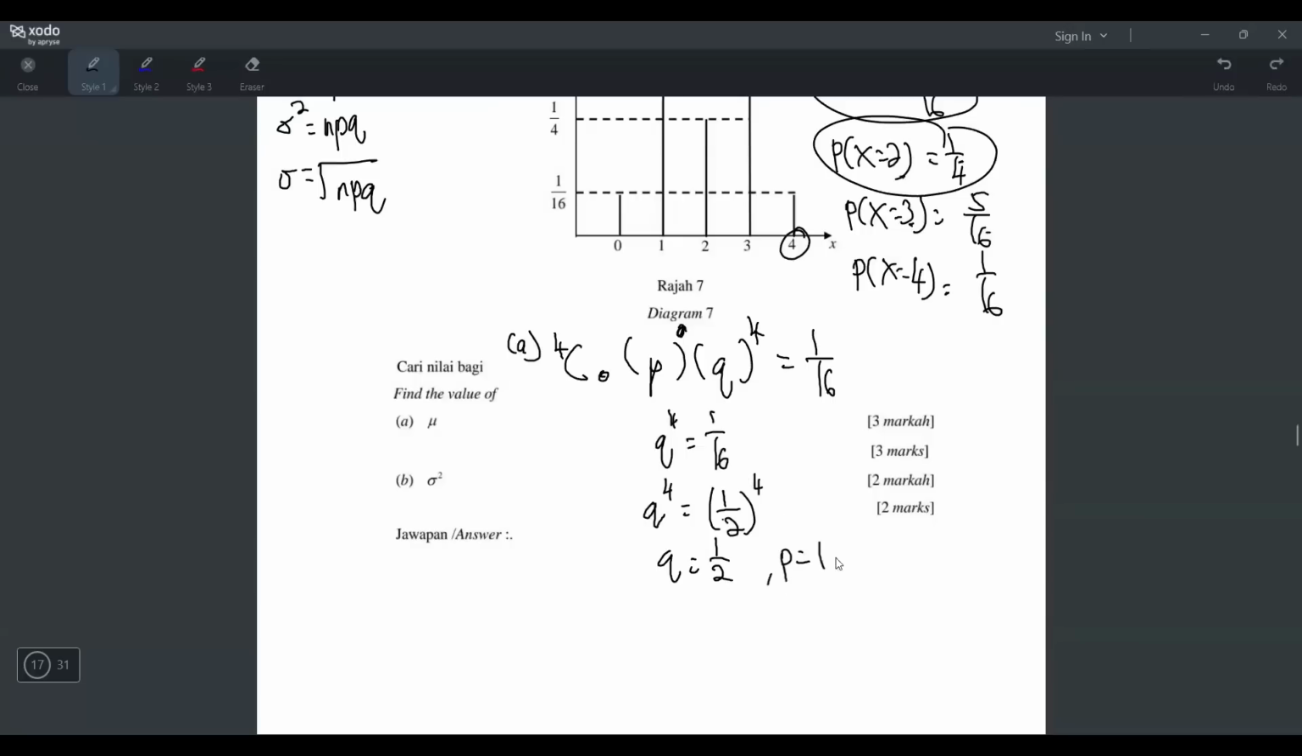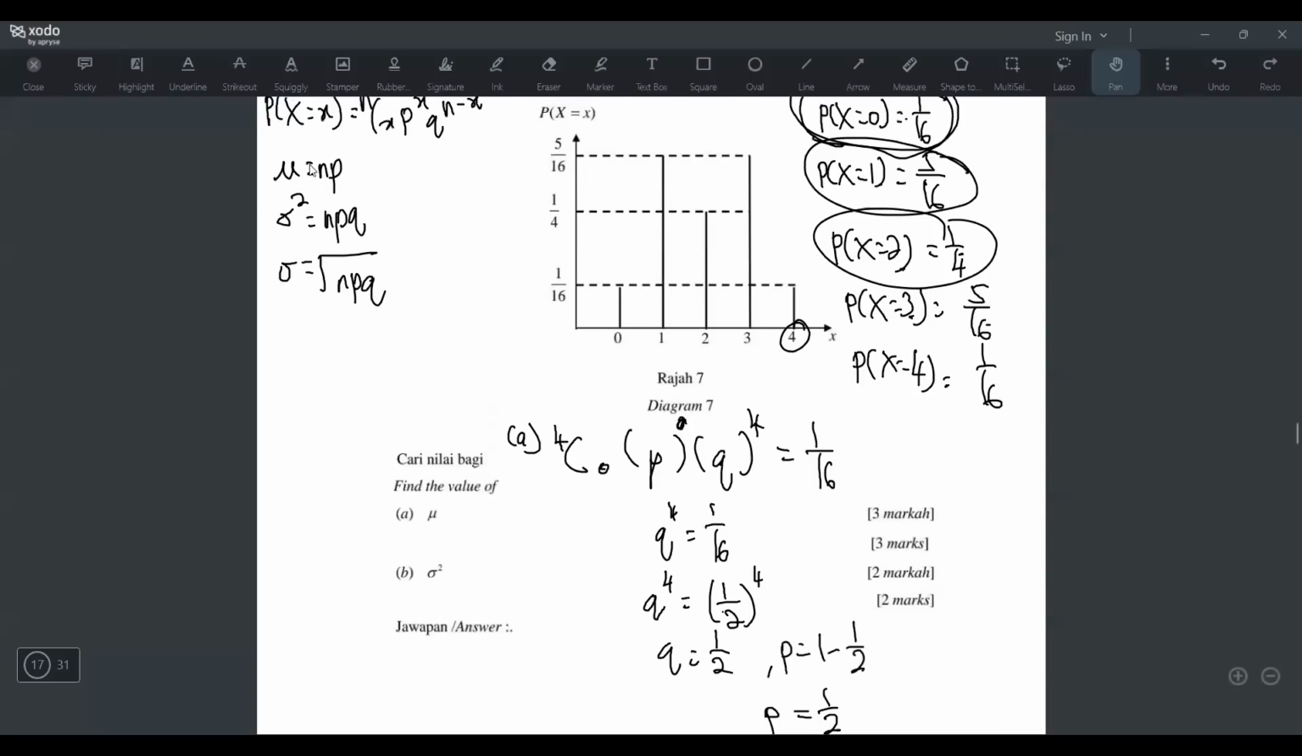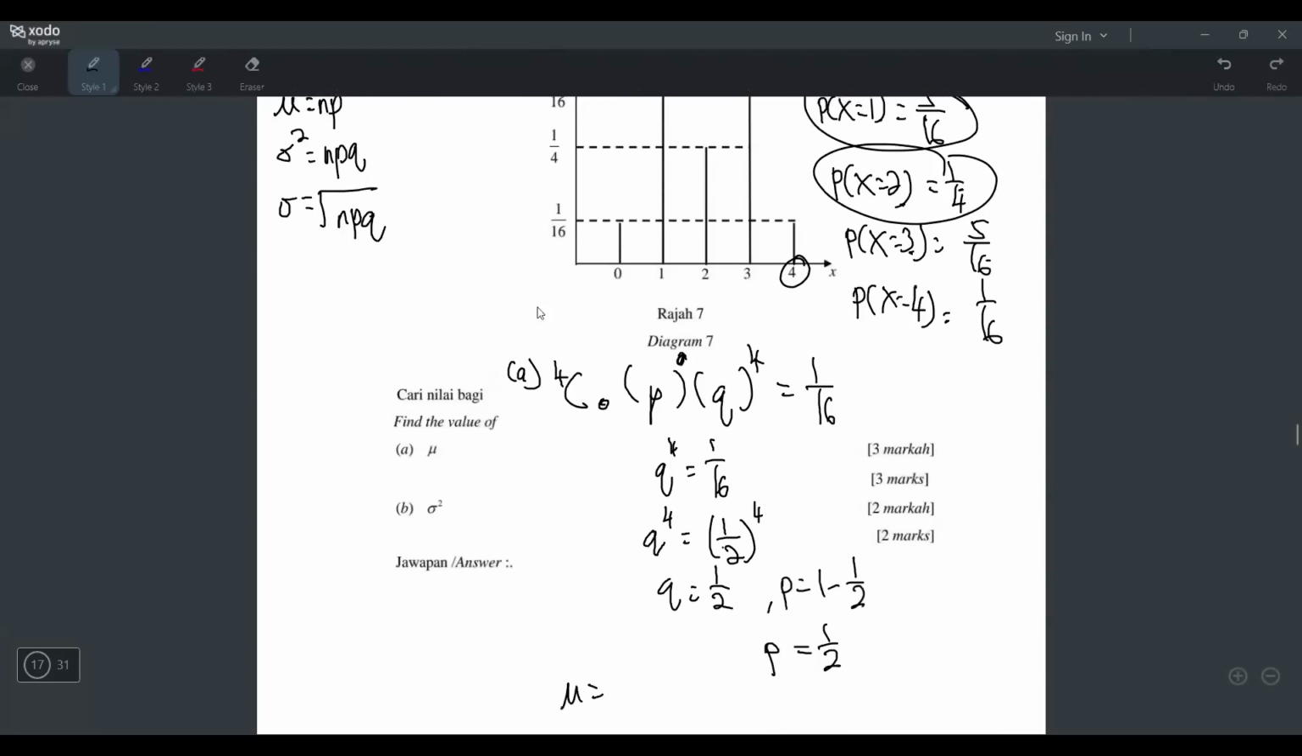My probability of success will be 1 minus Q. 1 minus 1/2, which is 1/2. And now I have my N, P, Q. Now I can find my mean. So what is my mean formula? I write here already, NP. The N is 4, and the P is 1/2. So the mean is 4 divided by 2, which is 2.